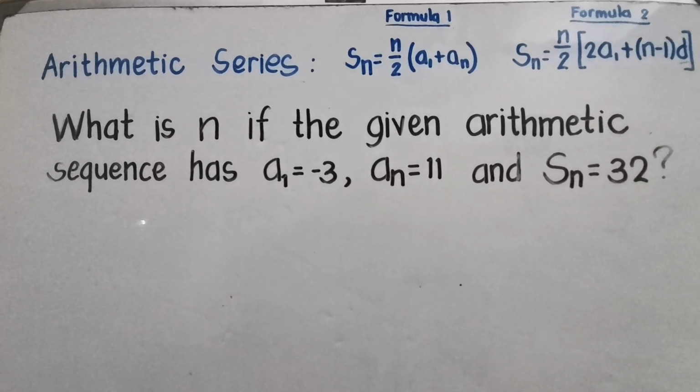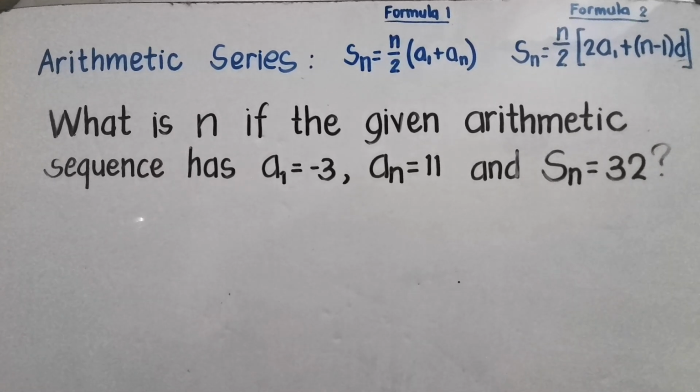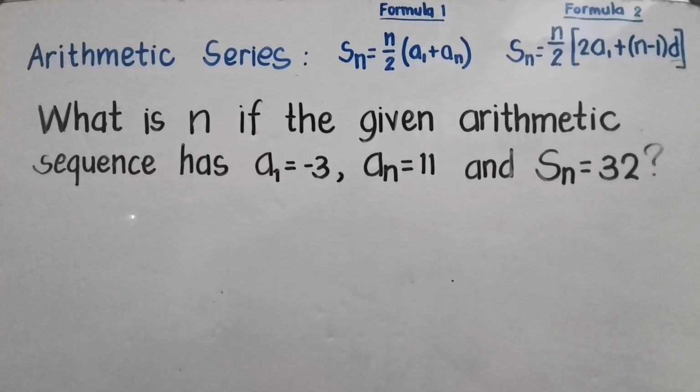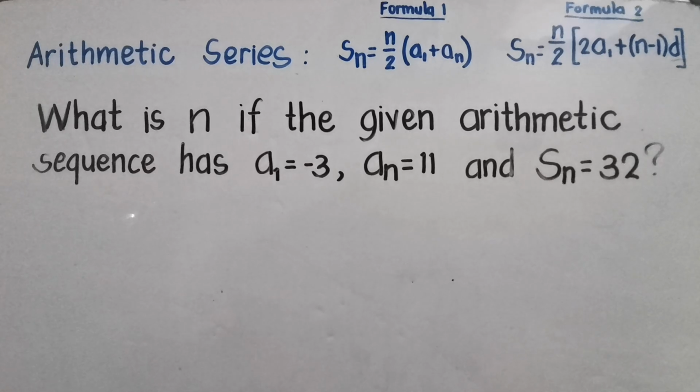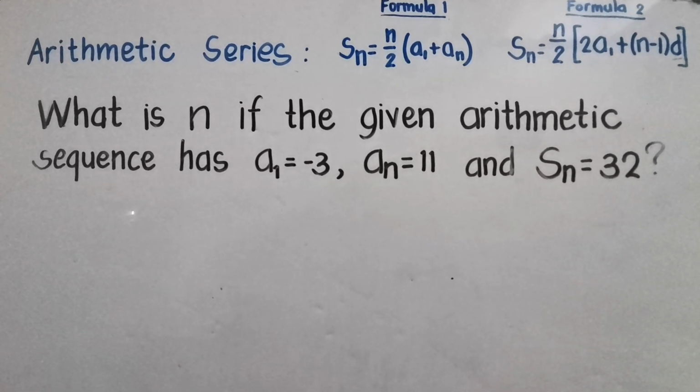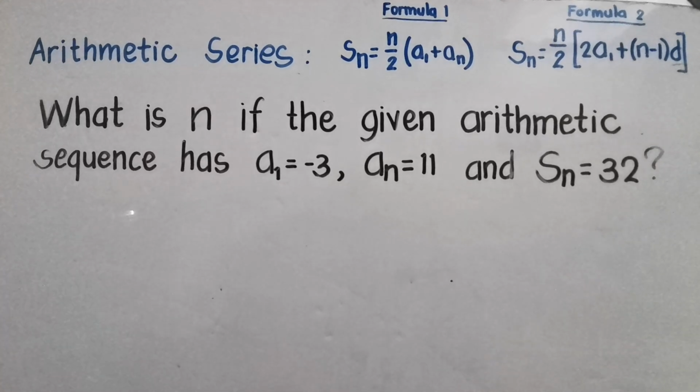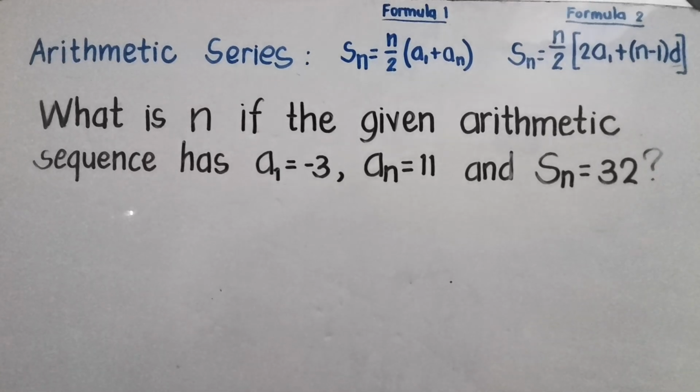Hi everyone, this time let's talk about arithmetic series. Our problem is, what is n if the given arithmetic sequence has a sub 1 equals negative 3, a sub n equals 11, and s sub n equals 32?